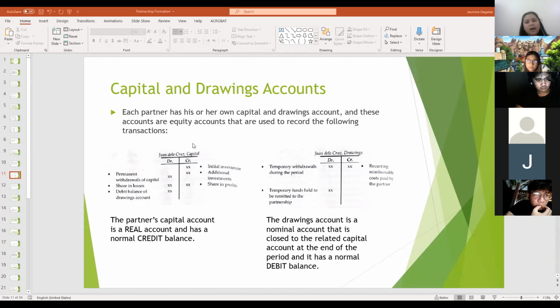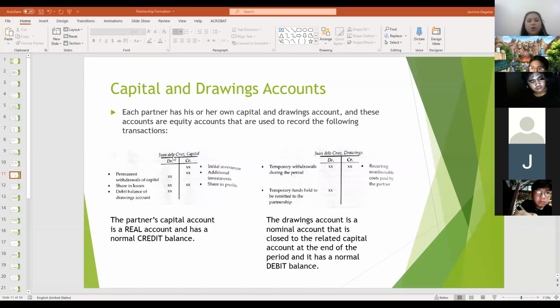So you will credit the capital account for these transactions. Initial investment. Di ba yung normal balance ng capital is credit? So since there is an initial investment, may increase in capital. To increase capital, you will credit the capital account. So initial investment, additional investments, and share in profits. So remember these transactions para hindi kayo malito kung kailan ide-debit at kailan i-credit yung capital account.